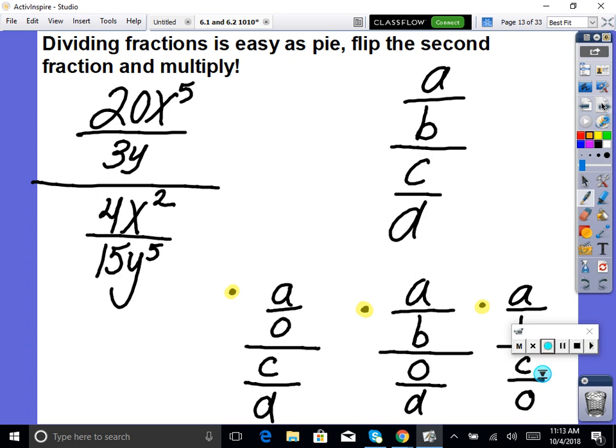Dividing fractions is easy as pie. Flip the second fraction and multiply. Is that better? Okay. So we would say, okay, divide. We have to take the second fraction, which is this, and flip it and multiply.